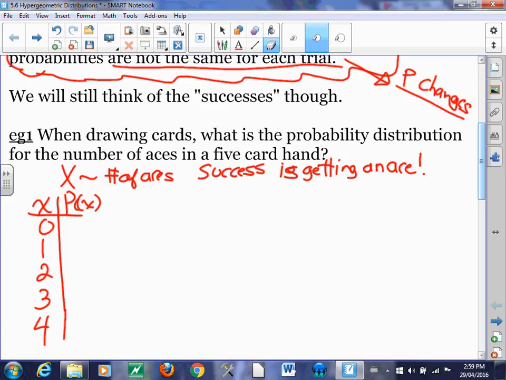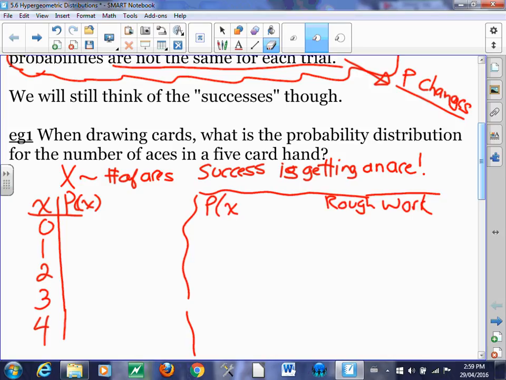Okay, so how do we figure out the probabilities? Well, let's take a look. Probability, this is rough work here, by the way. And we'll put our stuff down here. So this is rough work. Do a little margin here. Okay, so if we want the probability where x equals 0, meaning I get no aces. Okay, remember that's the number of A over the number in our sample.